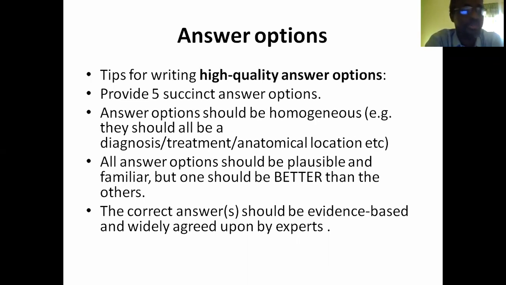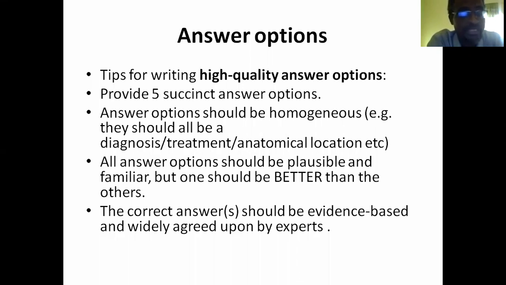If you are putting a question and 5 options, and one of the 5 options is not plausible, so that you can notice that it is odd, then this is not a high quality question. The correct answer should be evidence-based and widely agreed upon by experts. It is not an individual opinion.